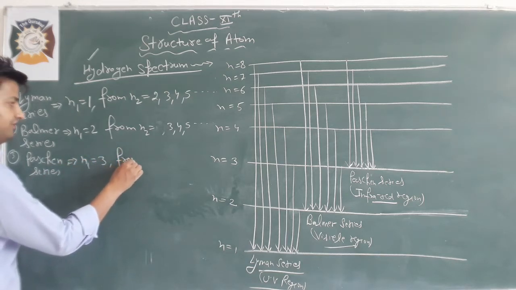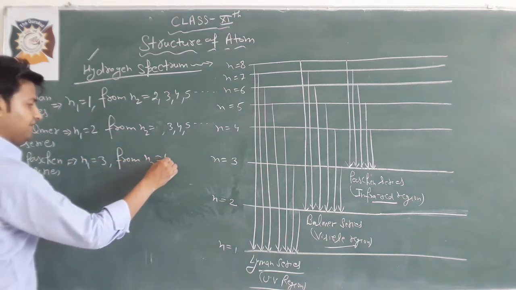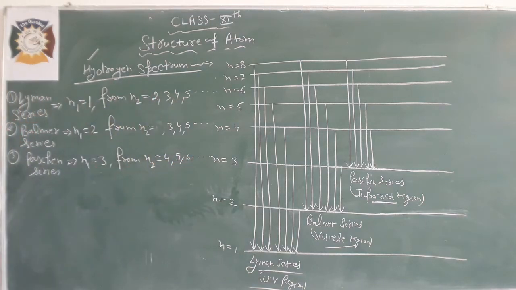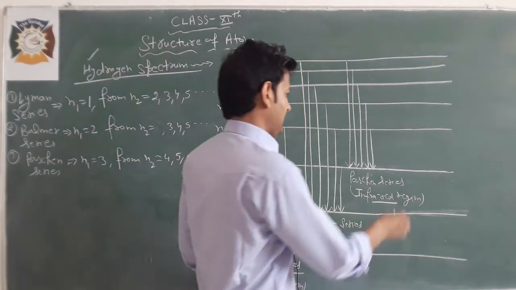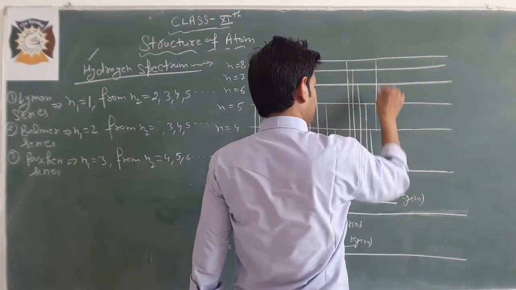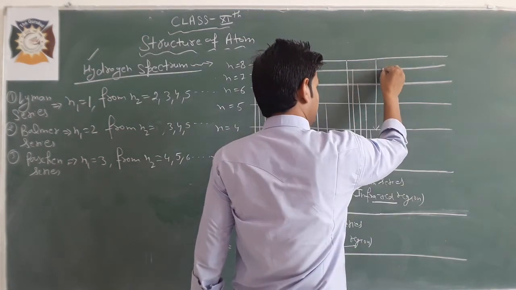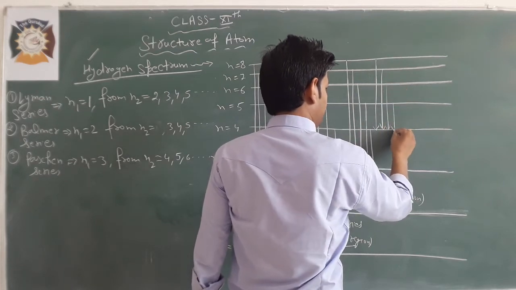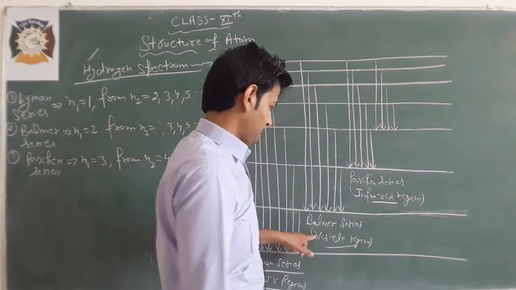From where will the electron shift? n2 can be 4, 5, 6 and so on. Now next, the electron comes in the fourth from the higher level. Lyman, Balmer, Paschen.